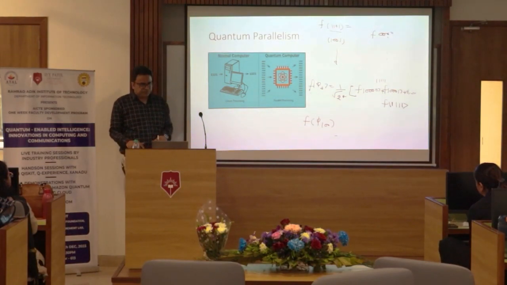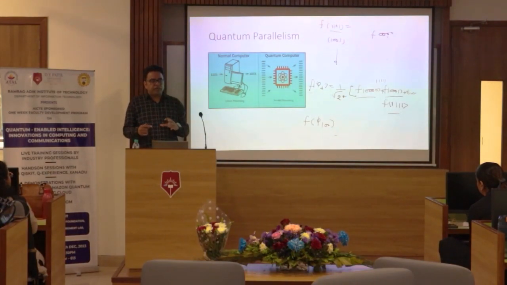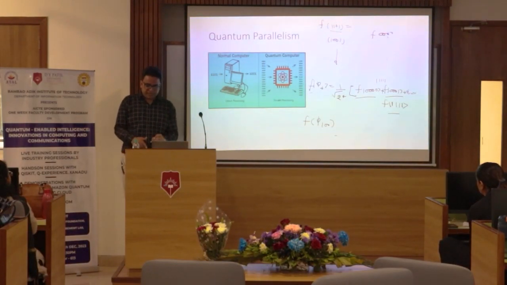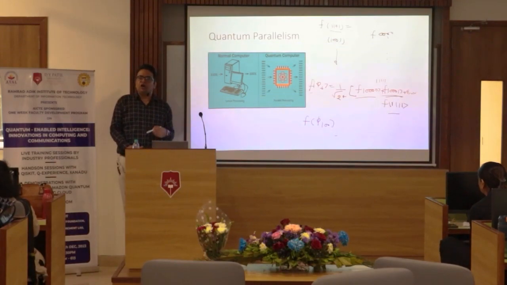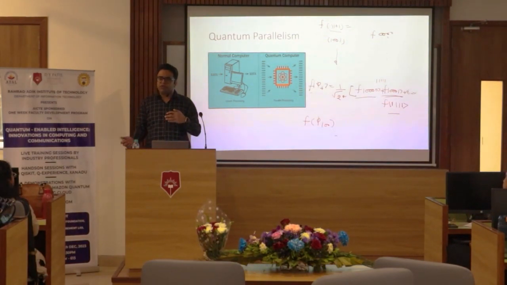What is that catch? F has been computed on all of them, but we will not have access to all the computed values. On measurement, what do we get? One of them. Maybe you can get F of 0001 on measurement. So this is the catch here. In the quantum system, we have all states and we are able to compute F on all of them, but on measurement we will get only one result.